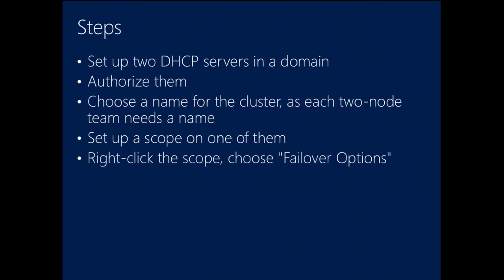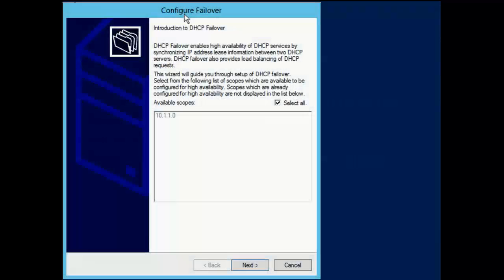So I'm on DHCP server 1. It's the only one working with my scope right now. I right-click, say go to failover options, and it says who do you want to add? I say DHCP2. It says hang on, opens hailing frequencies to DHCP2, to make sure that DHCP2 is also 2012, and everything gets set up. So here's what it looks like.